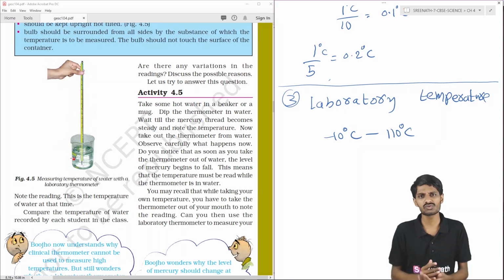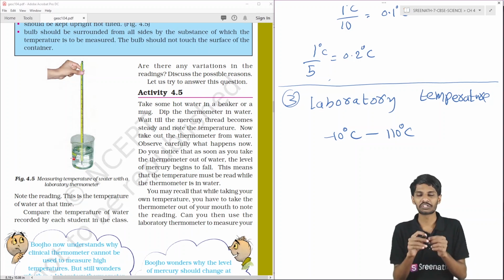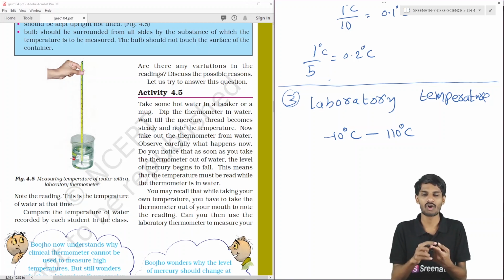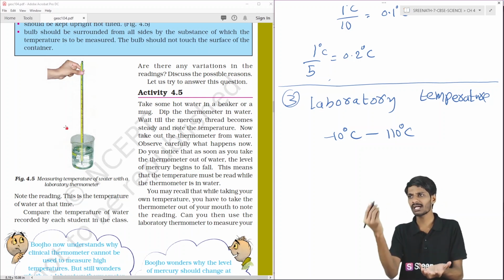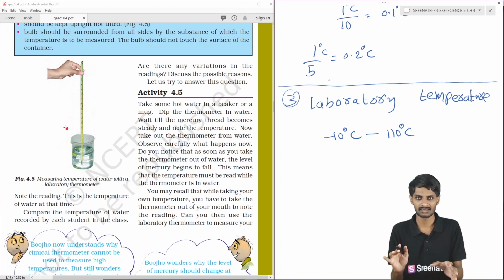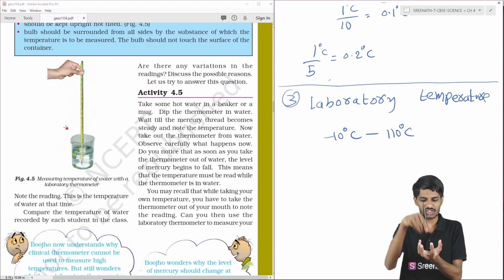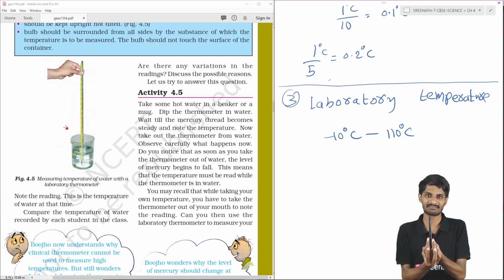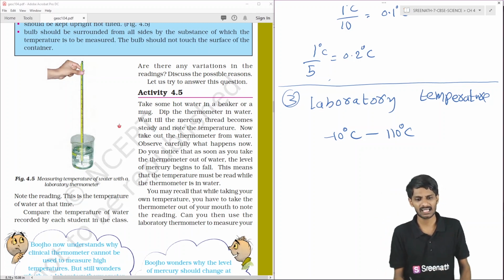Then how can we use this, students? One thing is, you have to measure the temperature by observing the mercury level while it is in the hot water. After removing it, measuring is difficult. We can't do it. So we have to measure when it is in the beaker only. Okay, students, so this is the case.